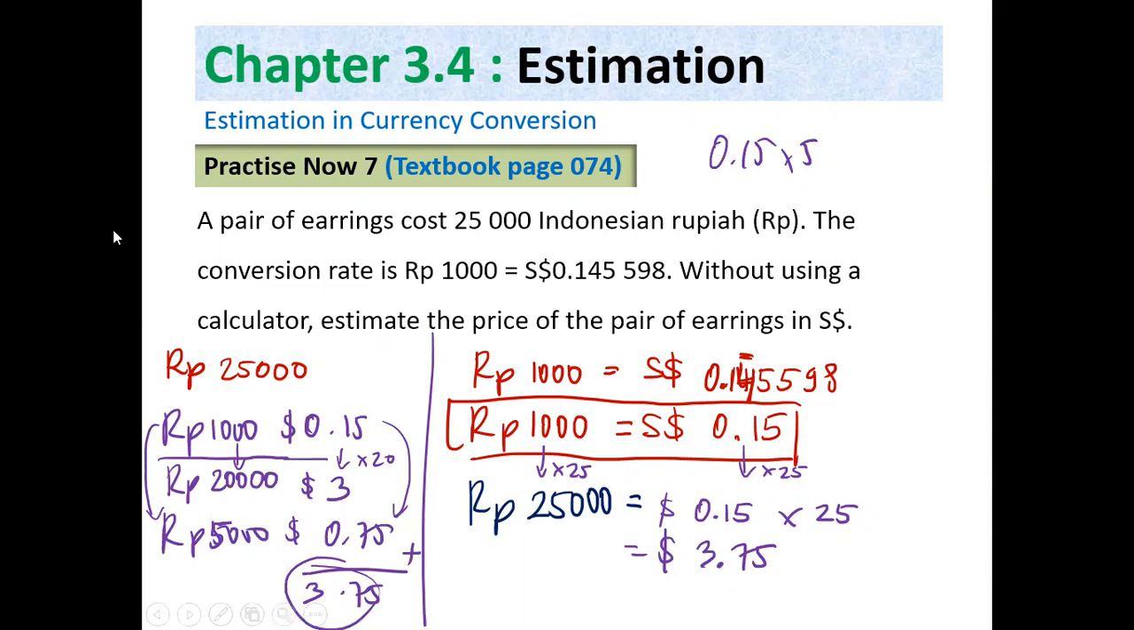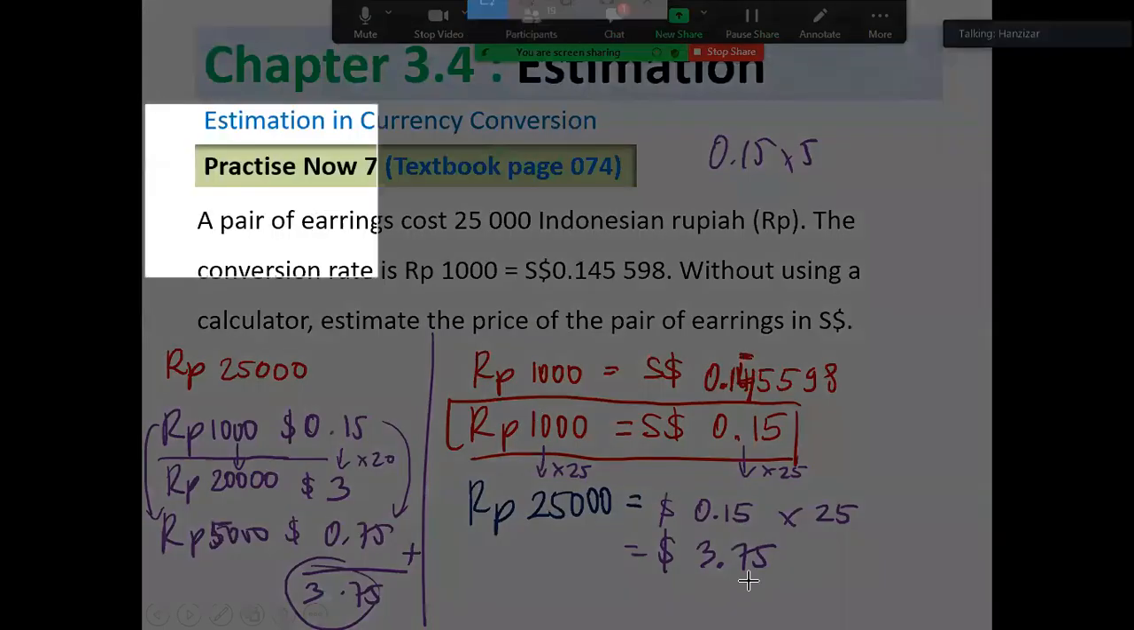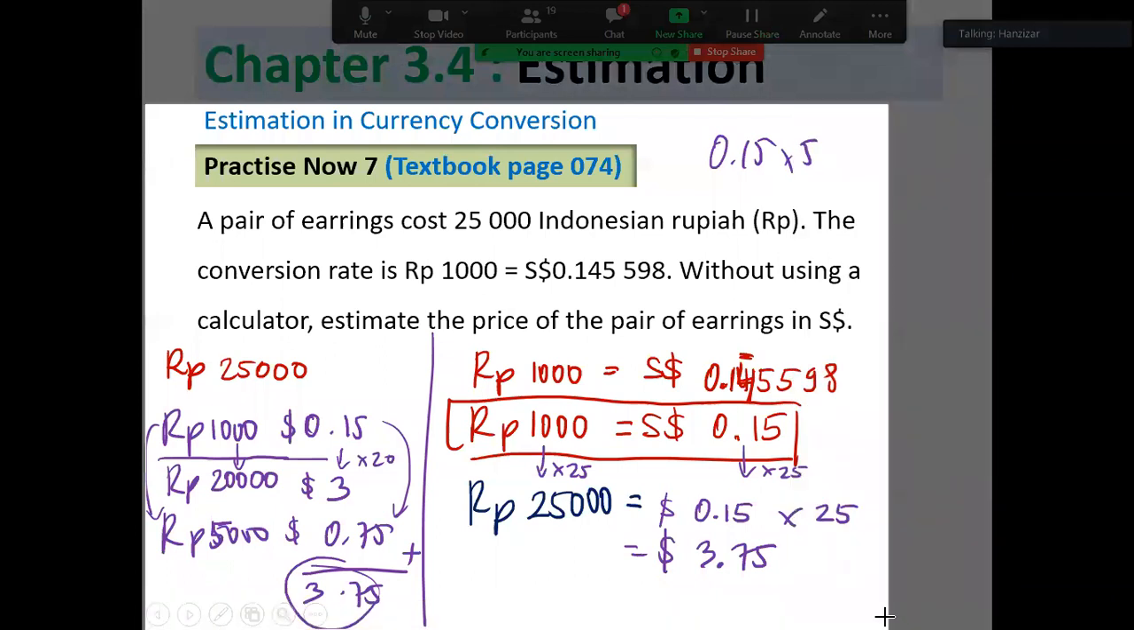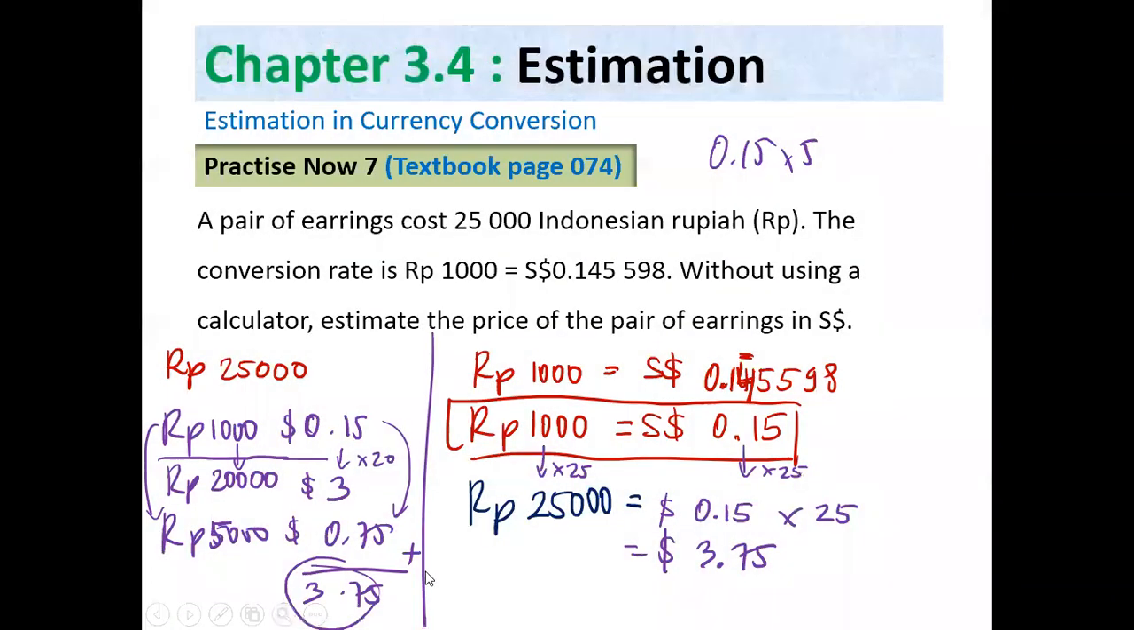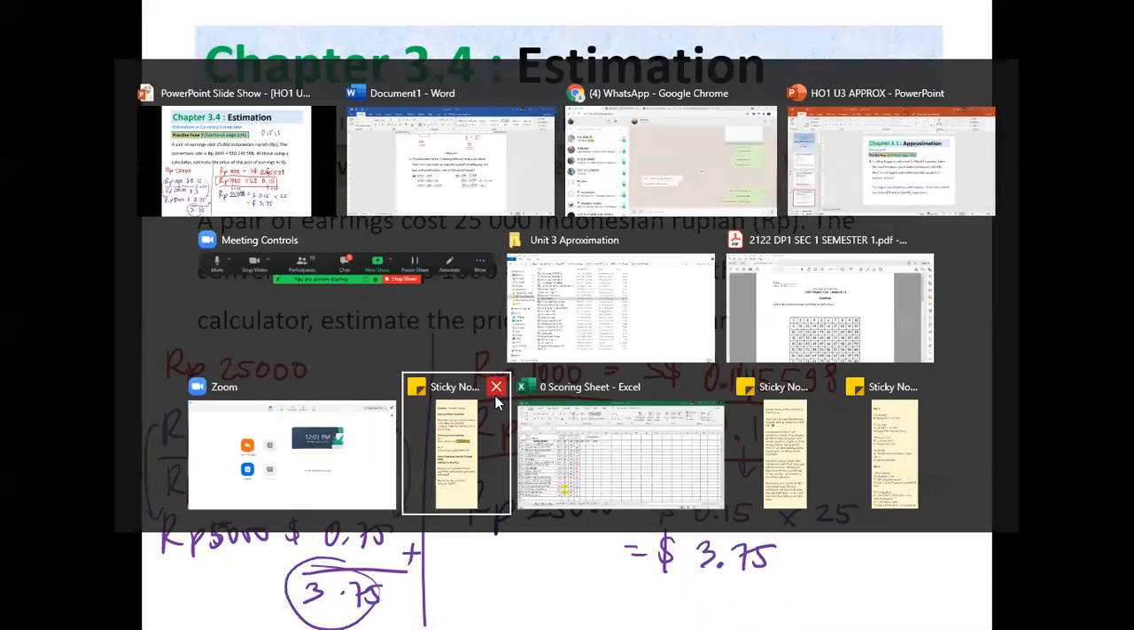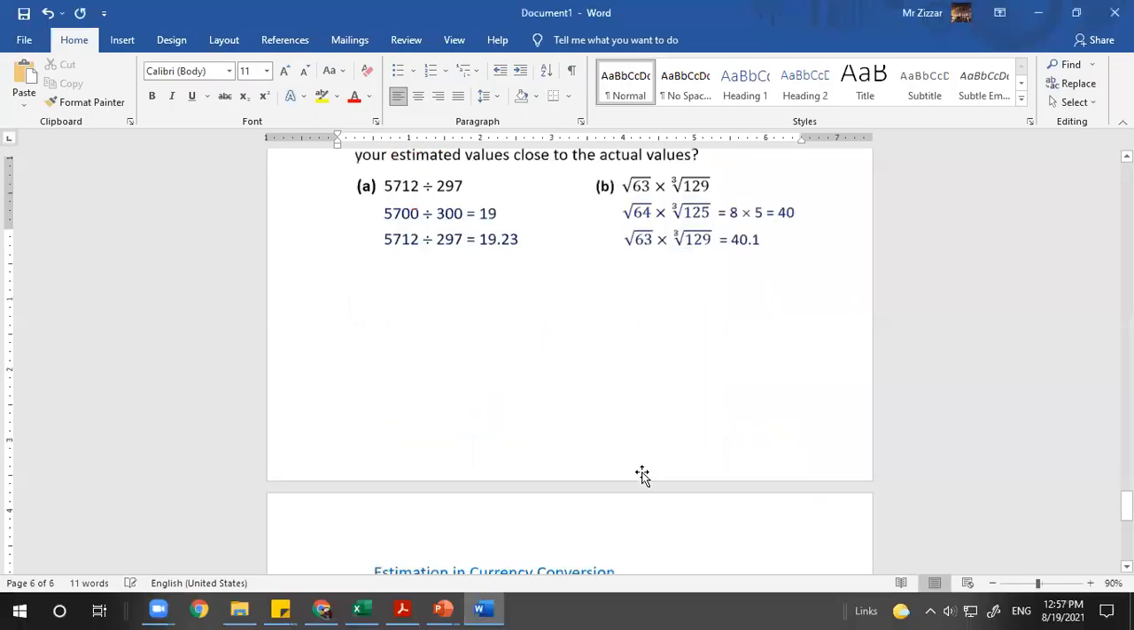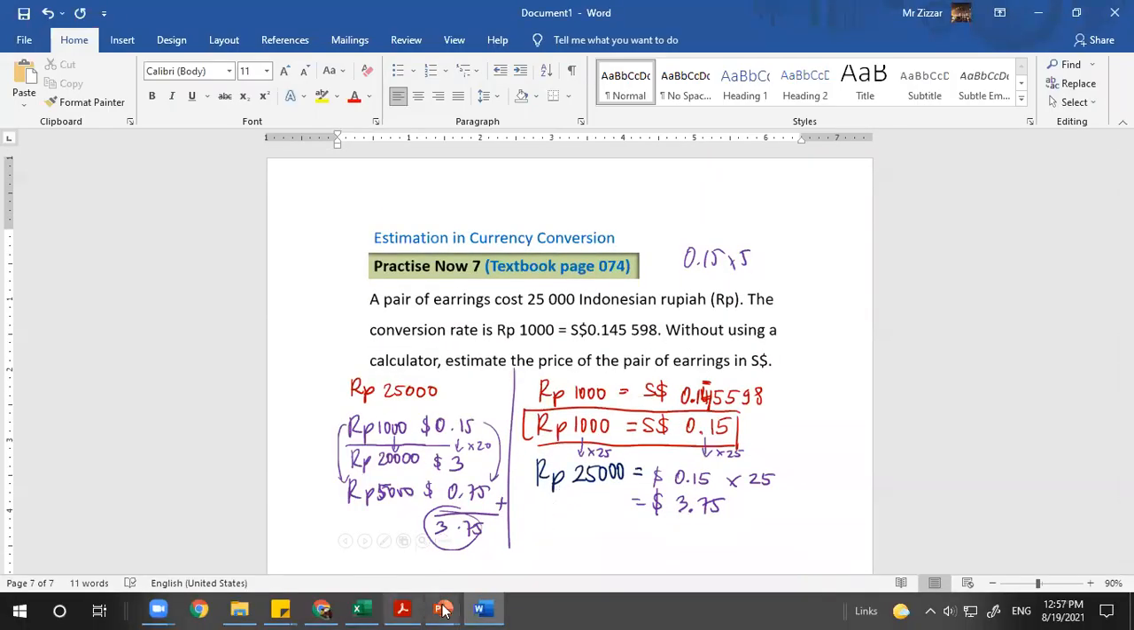Okay, I will copy this to you. The currency. Currency means mata uang. Okay. There you go. Now, let's continue.